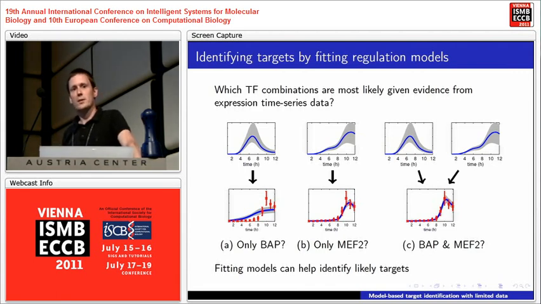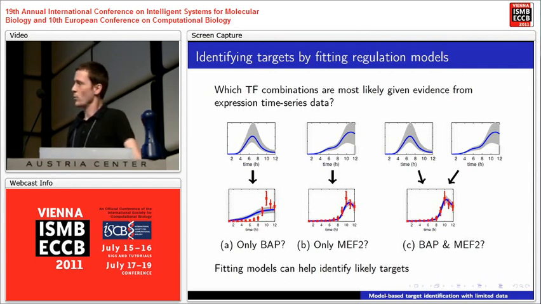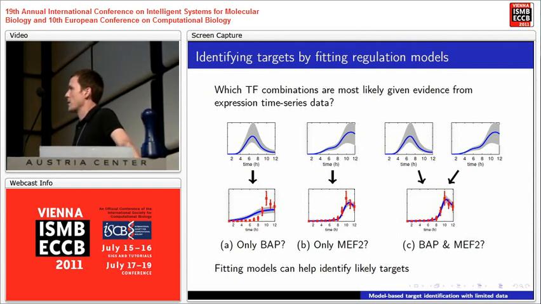So gene expression data, and particularly time series gene expression data, is still a very useful tool for trying to uncover regulation. And the problem we're trying to address is, given some gene expression data, which is shown here with the red crosses with error bars, so this is from Affymetrix microarrays, and given a model of regulation indicated by these arrows here, then can we use the data to determine what are the likely links linking transcription factors and their targets?